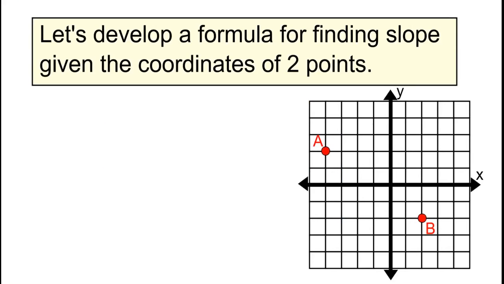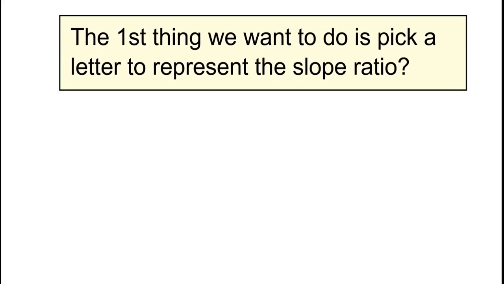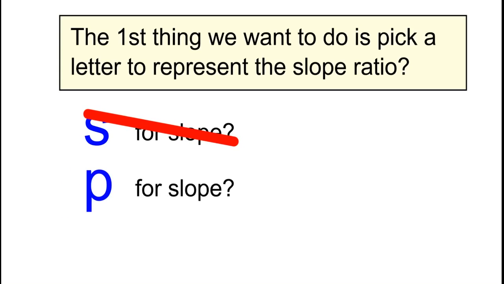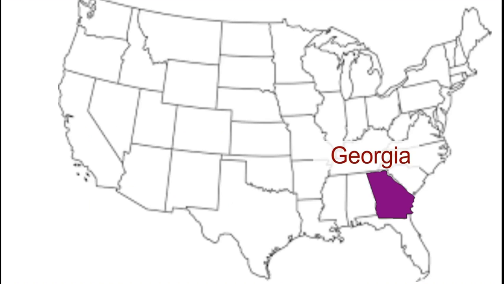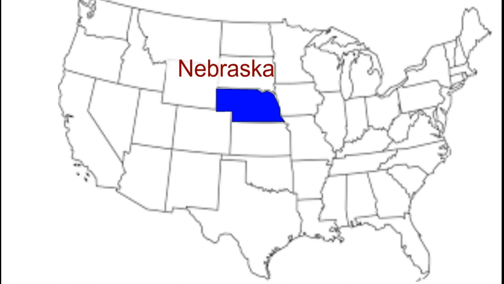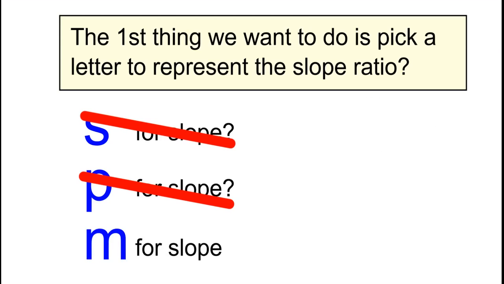Let's do what we came here to do today. Let's develop a formula for finding slope given the coordinates of 2 points. Let's start by picking a letter to represent slope. We might want to pick the letter S. No, that's no good. We might want to pick the letter P. Well, that's no good either. We want to use the letter that, regardless of where we live, whether that be Georgia, Louisiana, Nebraska, or Maine, we all use the same letter, and that letter is M.